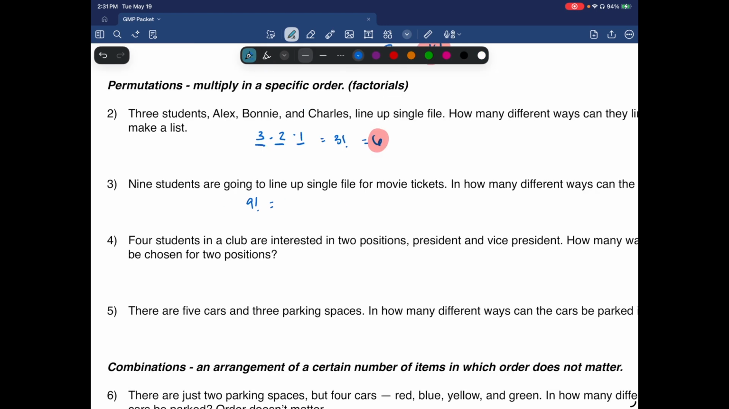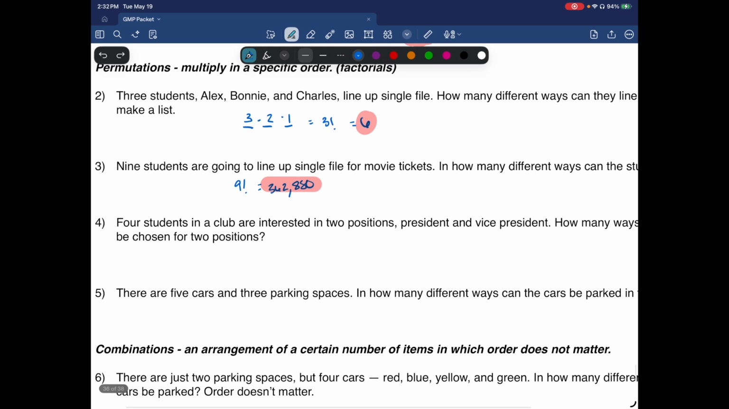Now, there's 9 students. They all get a ticket. So there's 9 for the first ticket, 8 for the second ticket, and so on, and you work your way down. 9 factorial. That's 9 times 8 times 7 times 6 times 5 times 4 times 3 times 2 times 1. And when you put that in your calculator, you get 362,880. All right. So if all the spots are used, there's no sense in using the formula. You can just use the factorial.